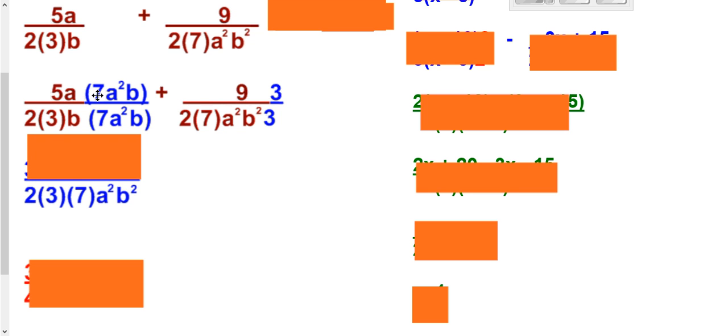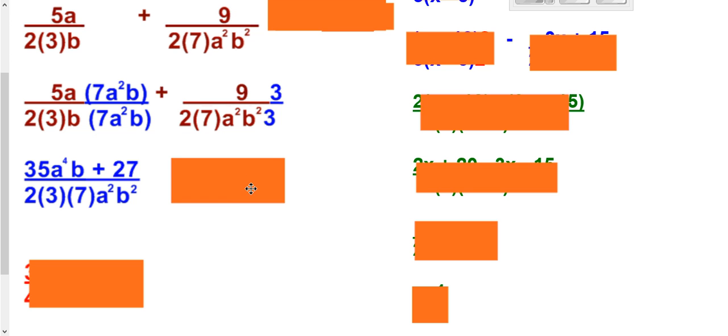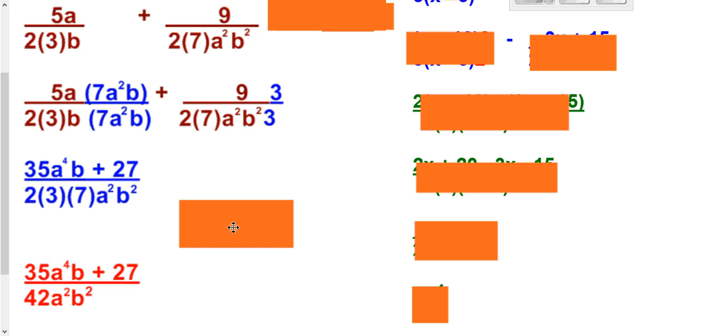We multiply our 5a times our 7a squared b, and then we get 35a to the fourth b. Then we got to multiply our 3 and 9, and that gives us 27. Now, we want to just simplify the bottom a little bit. Sometimes if you're just dealing with variables, you'd be done. You won't be able to do anything more. But we're going to just write our 2 times 3 times 7 as a 42.